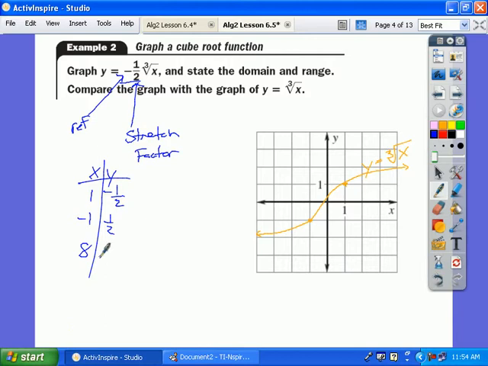And so what we see is we get a graph that looks something like this. And the domain of that graph is also all real numbers, and the range is also all real numbers.